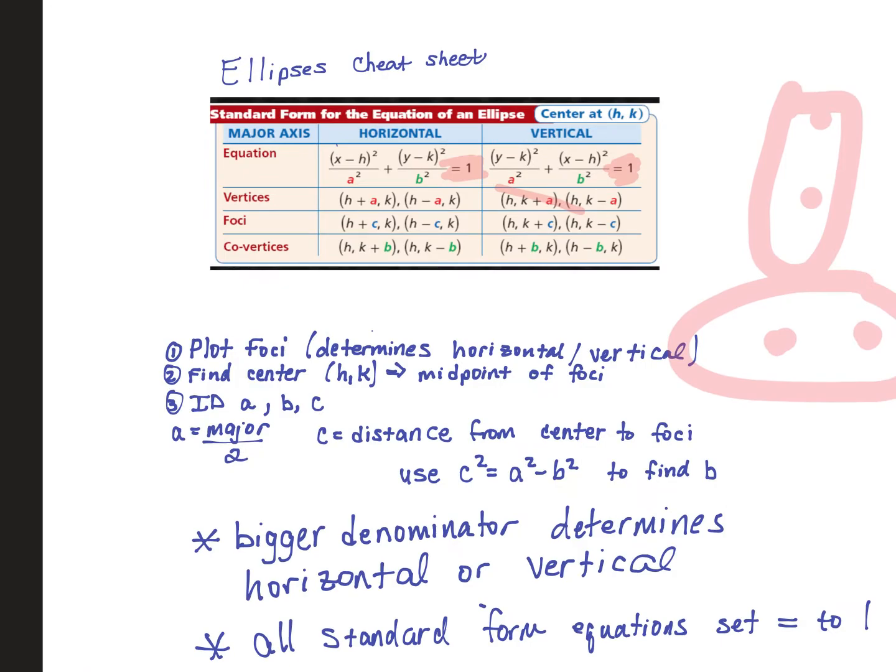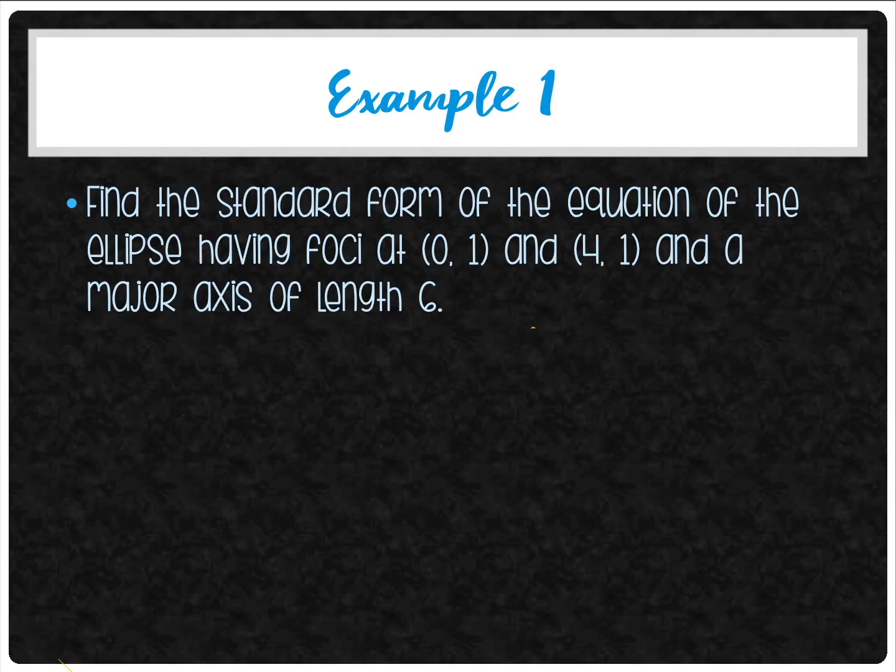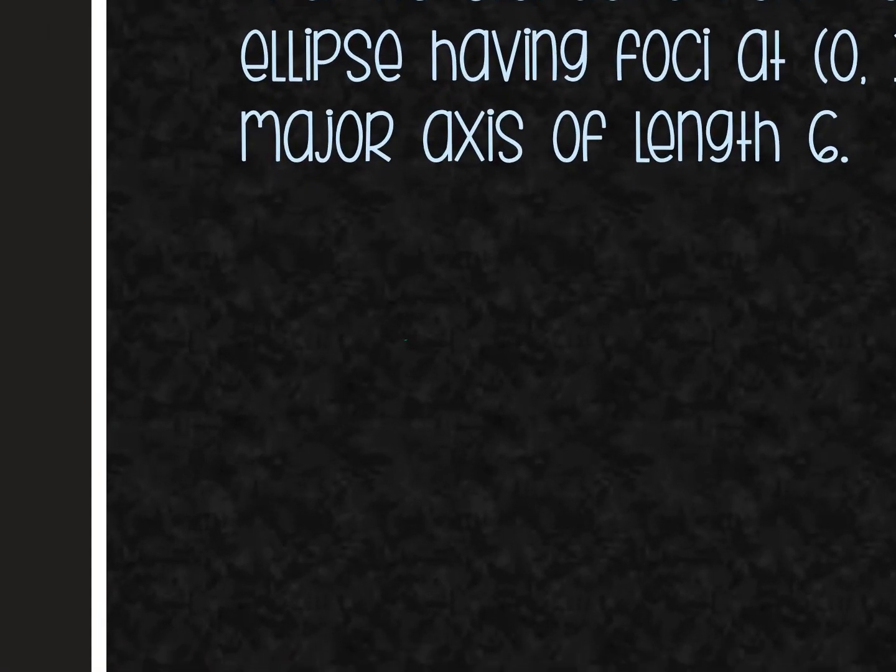So let's start with our examples. We need to find the standard form of the equation of the ellipse having the foci at 0, 1 and 4, 1 and a major axis length of 6. So first thing you want to do is plot what it gives us. So I'm going to draw my ellipse over here.